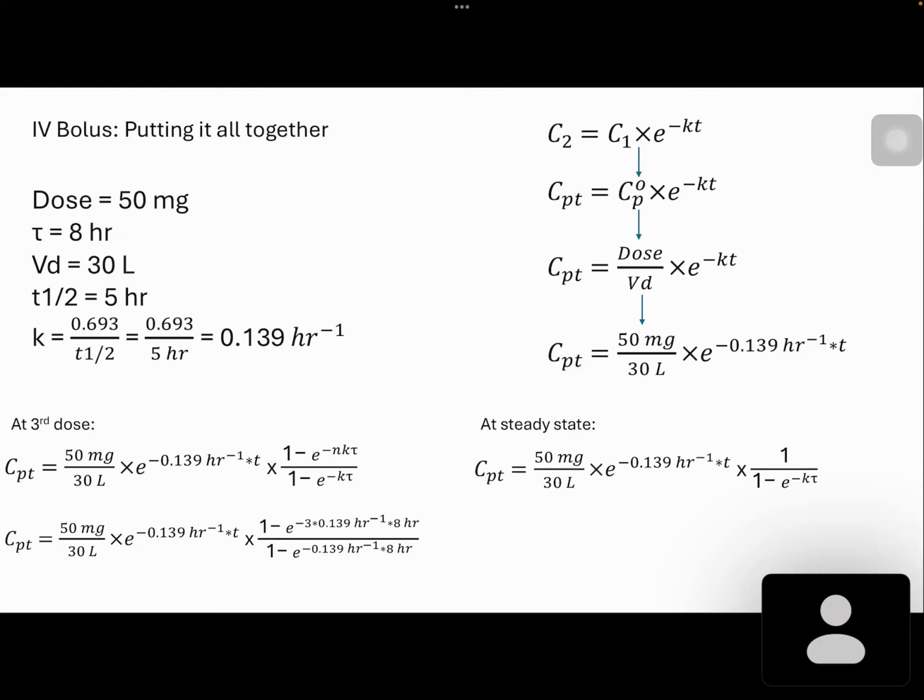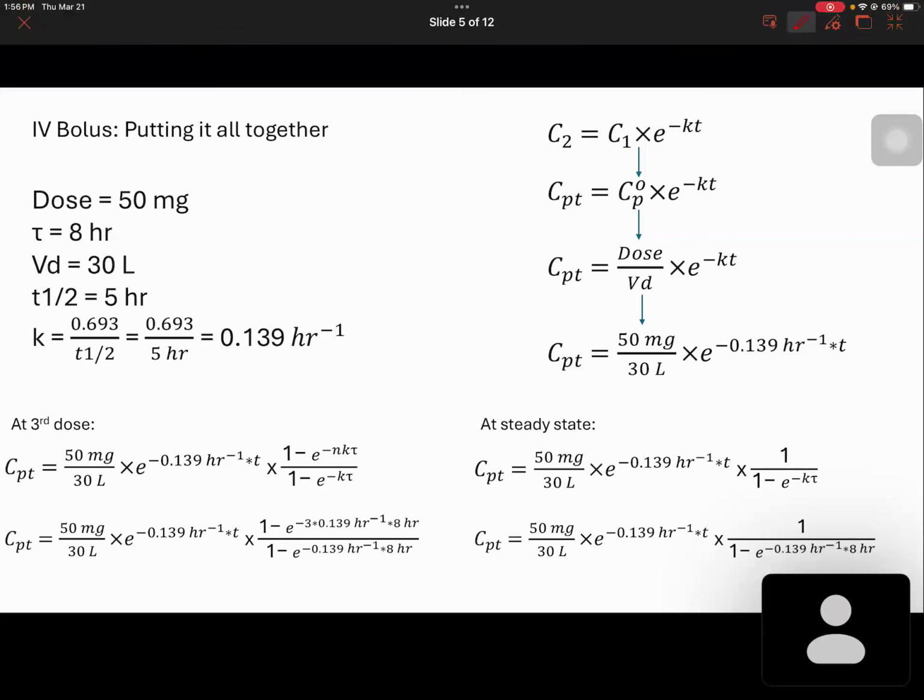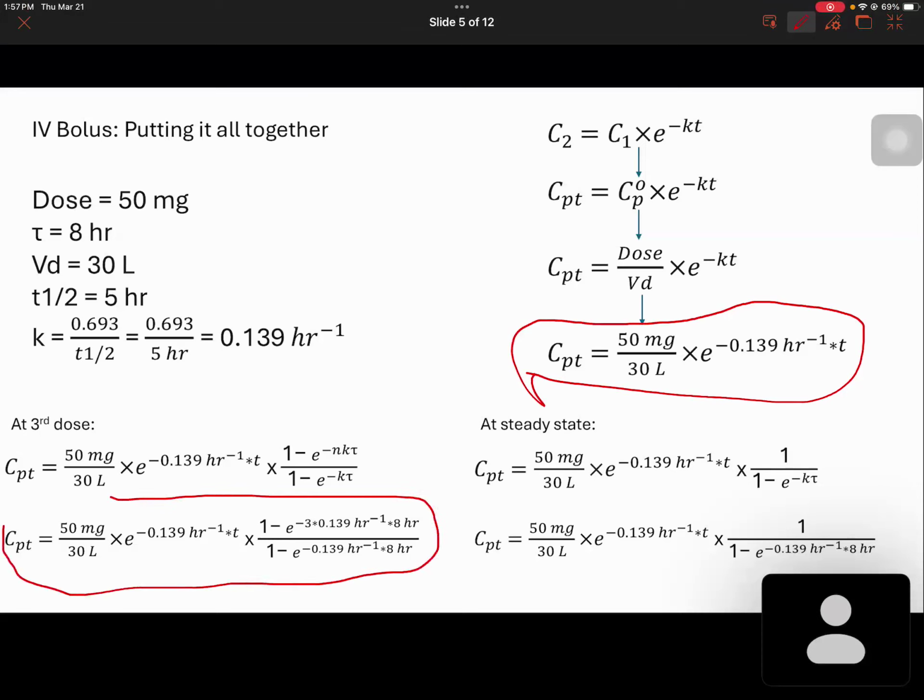So again, this is how, with given information, we can come up with an equation to calculate the initial concentration of a drug in the first dose at any time t, the concentration at any time t at the third dose or any other dose if we change the n, and the concentration at any time t at steady state. This is just a little example to put it all together to give a better picture of how we can use information for IV bolus to come up with our equation.